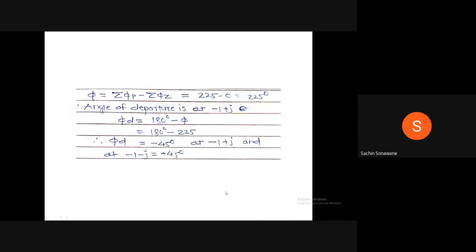And summation of phi z is equal to 0 as no zero is there. Therefore, phi is equal to summation of phi p minus summation of phi z, which is equal to 225 minus 0, which is equal to 225 degree. Therefore, the angle of departure at minus 1 plus j: phi d is equal to 180 degree minus phi, which is equal to 180 degree minus 225. Therefore, phi d is equal to minus 45 degree at minus 1 plus j, and at minus 1 minus j it is plus 45 degree.